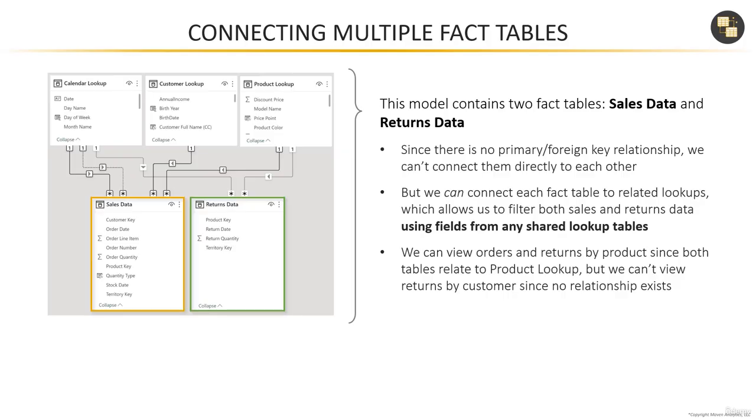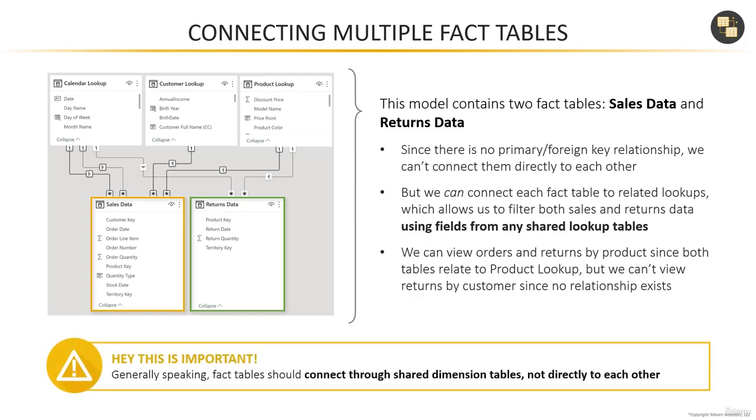And the implication of that is that while we can break down our sales data values using fields from the customer lookup table, like gender or occupation, we can't break down any values from our returns data table in that same way. And I'll show you exactly what that looks like once we actually load this data into our model. But the key takeaway, the most important point, is that generally speaking, fact tables should connect through shared dimension tables, not directly to one another.